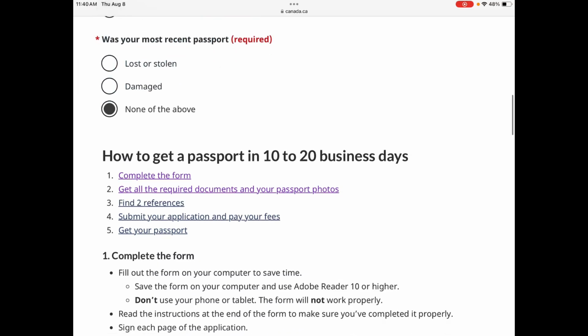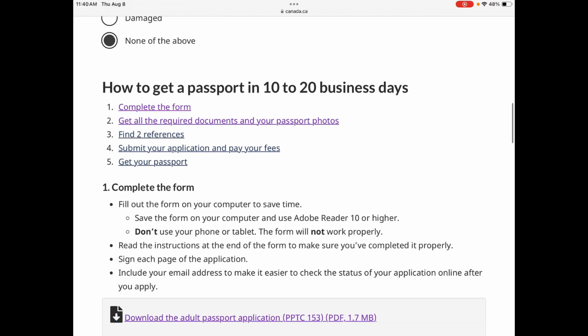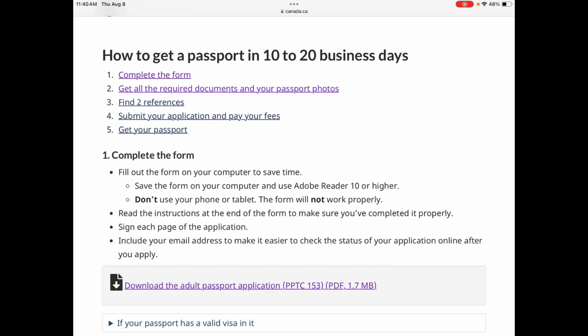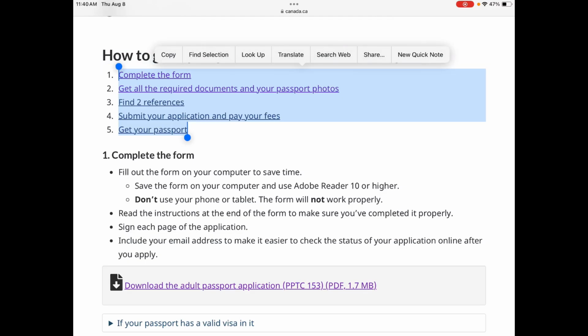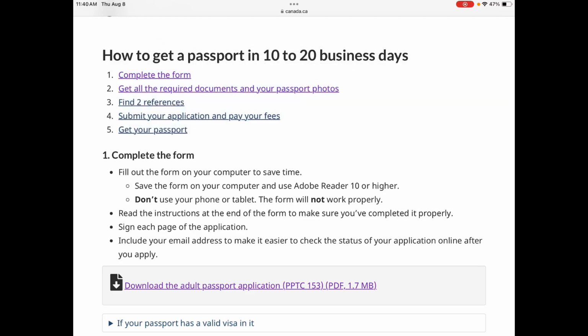Then it's going to bring you to this part of the site. This is just telling you what steps you have to go through in order to get your Canadian passport. You have to complete the form. Then you have to gather all the documents and find 2 references, then submit your application, pay the fee, and get your passport. I have another video that goes into more detail about these requirements. Feel free to check that out if you want to.